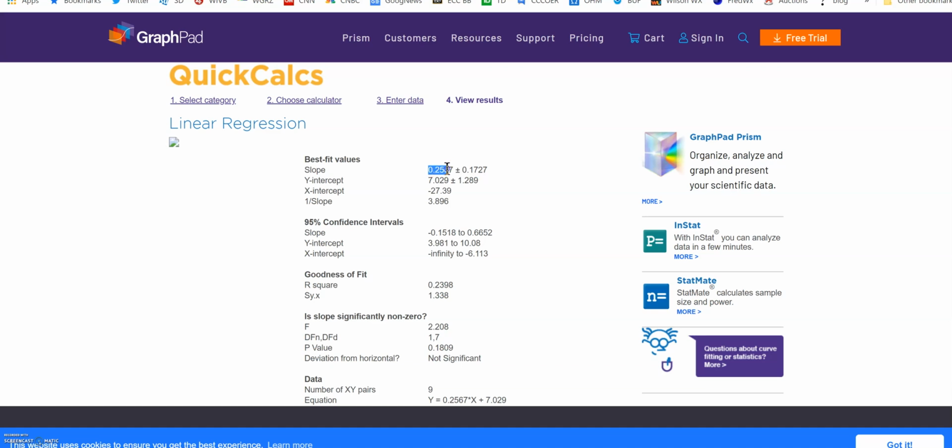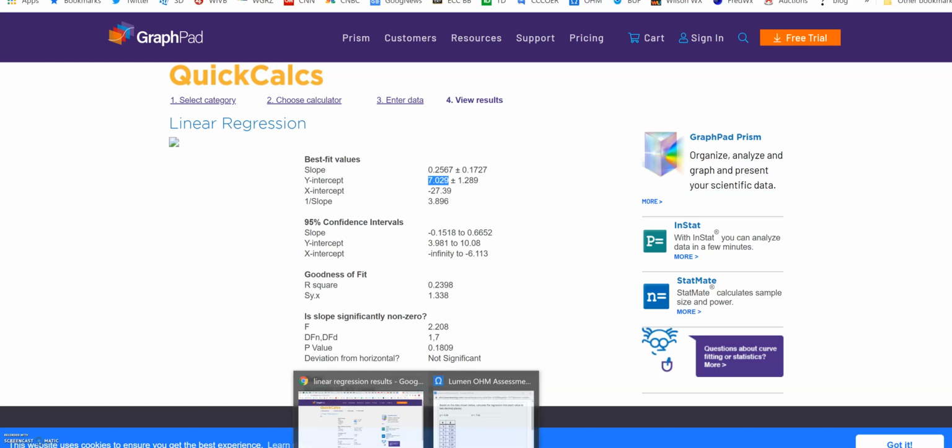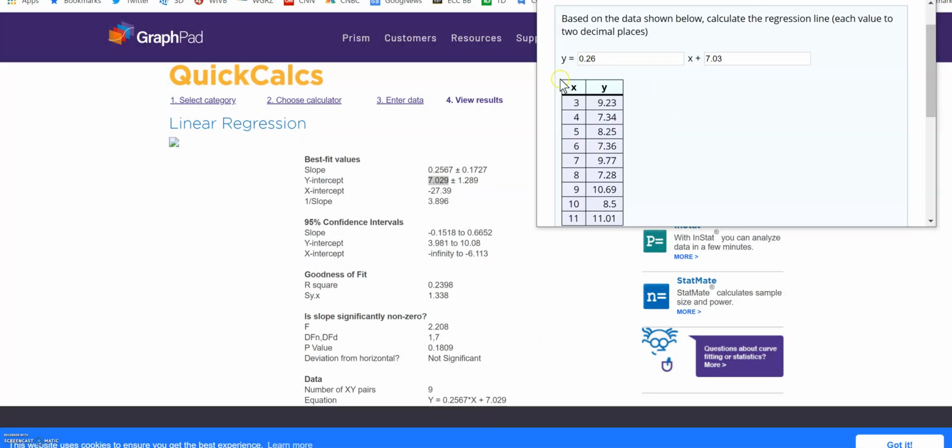Here's the slope. Again, it's the same value as the one from Minitab. It's the one attached to the X. So you would put this in the first location, the first answer blank. And then the 7.03 you'd put in the second. So let me pull up that answer so you can see where I put the numbers. Okay, the 0.26 and the 7.03.